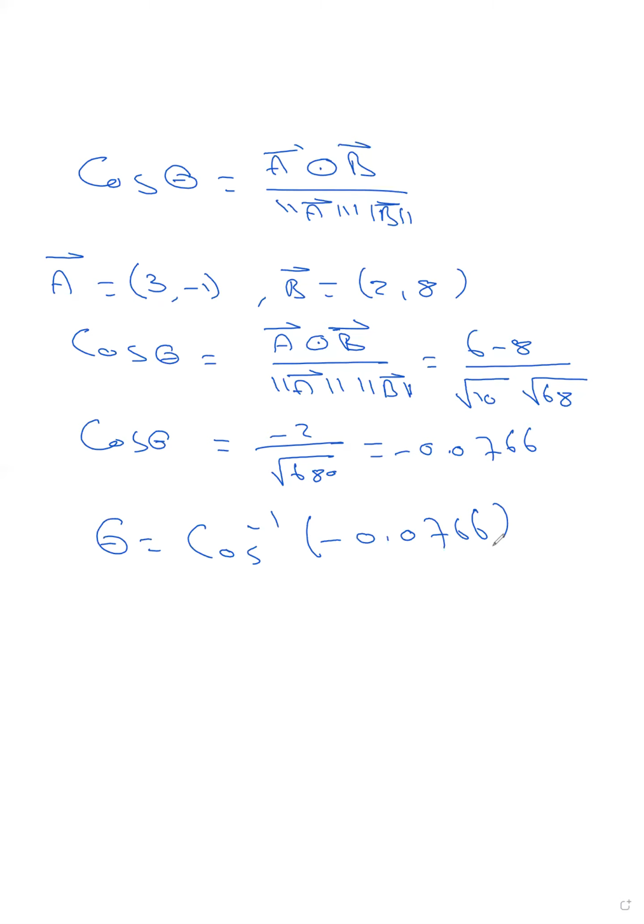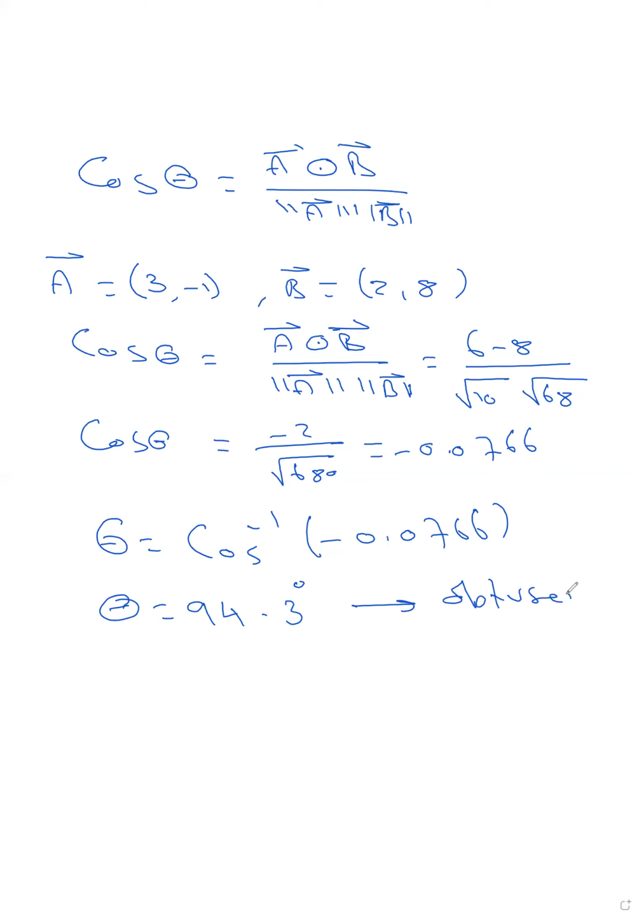Okay guys, shift cosine of it will be 94.3. Yes, the angle theta equals 94.3 degrees. So this is obtuse, right? Theta is more than 90, then the angle is obtuse.